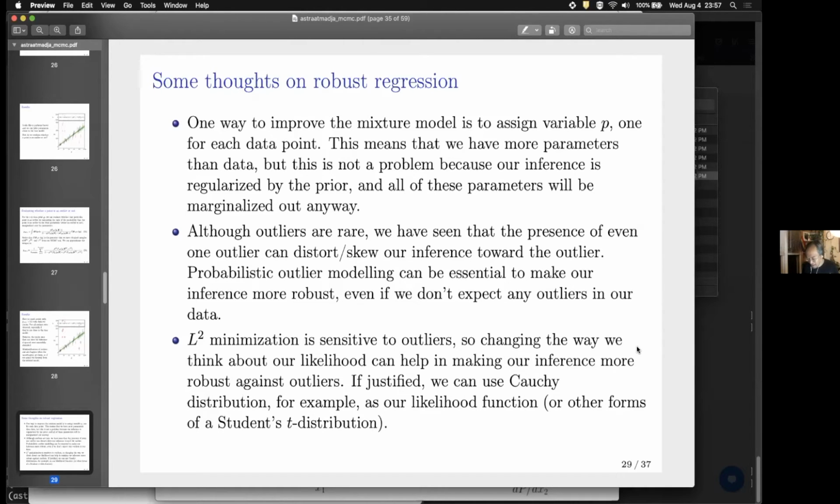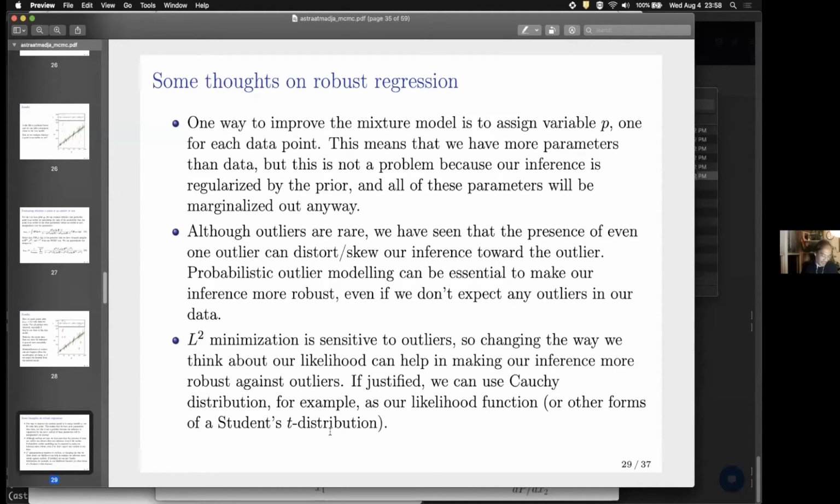And basically, all of these parameters will be marginalized out anyway, so we can do that as well. Another way is to find another loss function that's less sensitive to outliers. There's a lot of literature about it, like using the Cauchy function. But the Cauchy function is a specific form of the Student's t-distribution.